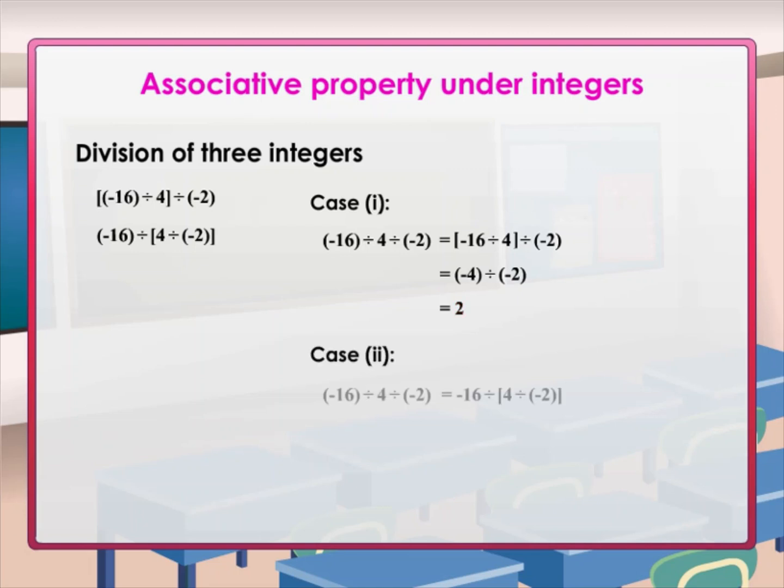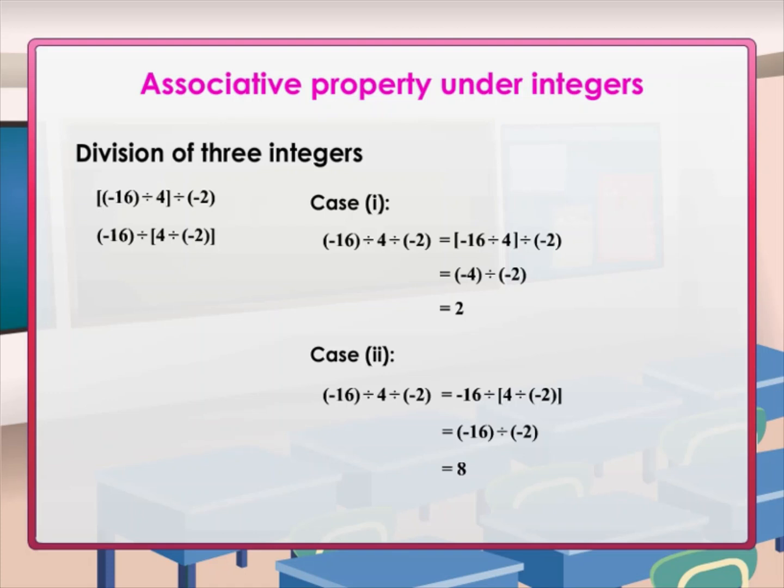Now let's take another group, which is 4 divided by minus 2 first, and solve it. So minus 16 divided by, we will solve 4 divided by minus 2. When we divide a positive number by a negative number, the answer is a negative number. So we get 4 divided by minus 2 as minus 2. The problem gets reduced to minus 16 divided by minus 2. 16 divided by 2 is 8. And we know when we divide a negative number by another negative number, the answer is always a positive number. So the answer here would be plus 8 or just 8.